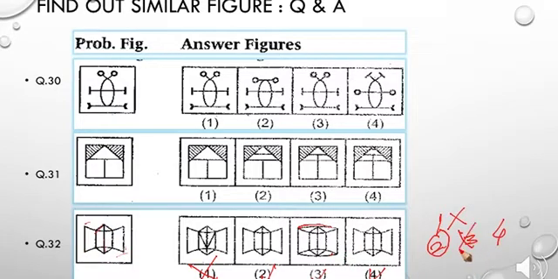Let's check for answer 4. In answer 4, yes, this design is the same, this design is the same, this design is the same. So answer 4 looks like the answer, but what we can see here is that answer 2 looks exactly similar to the given problem figure.